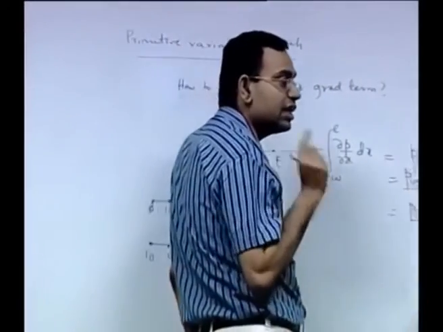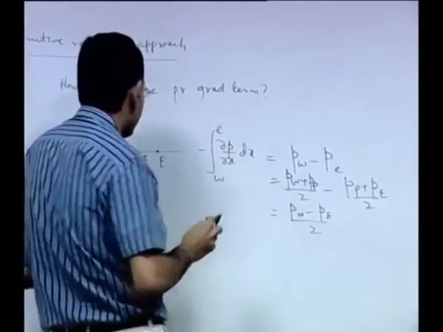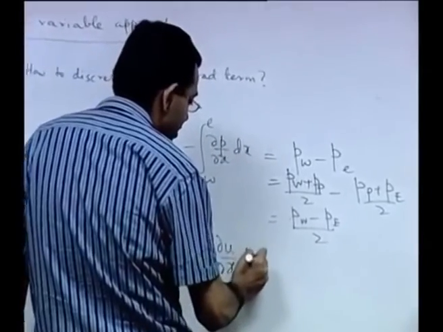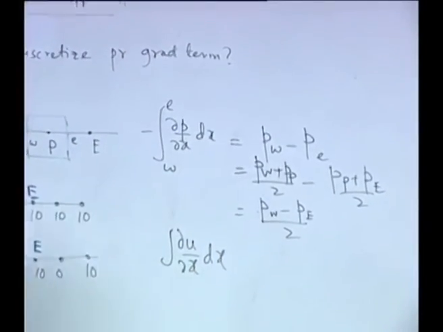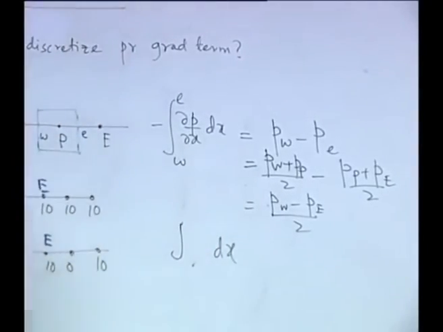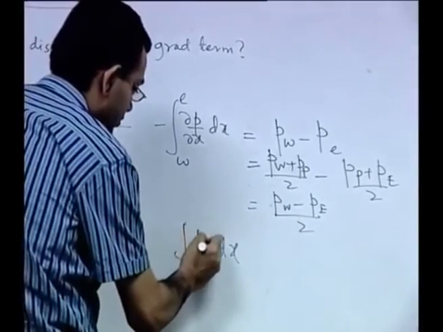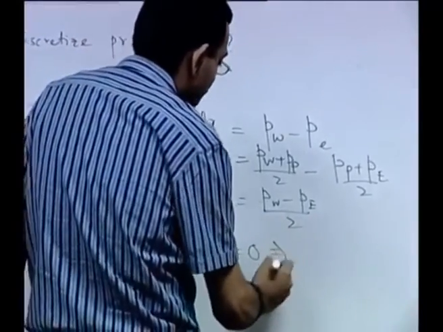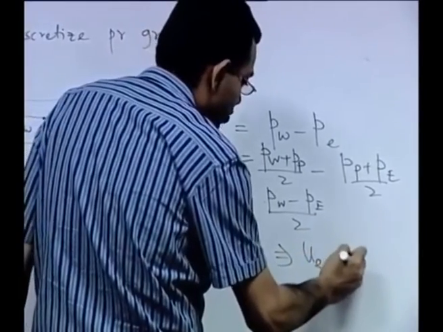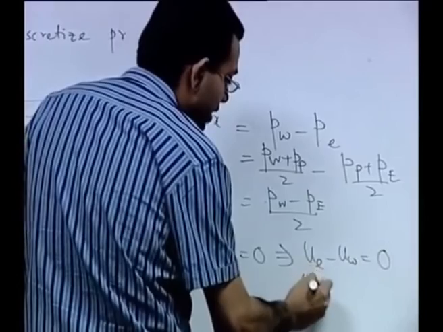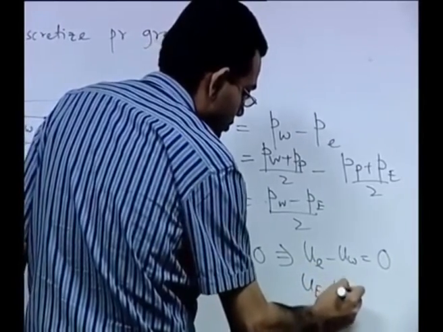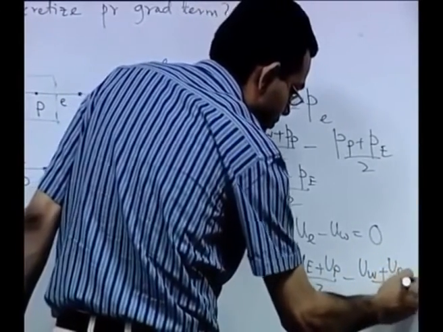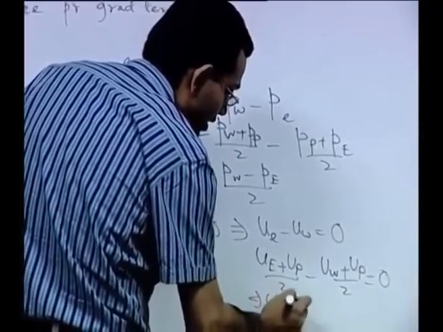Even if you want to integrate the continuity equation you still get the same problem. Let us try to do that. If you have the continuity equation, say the one dimensional continuity equation, du dx equal to 0, that means you have u e minus u w equal to 0. So, if you write it in terms of capital letters, what you will get is u_E is equal to u_W.